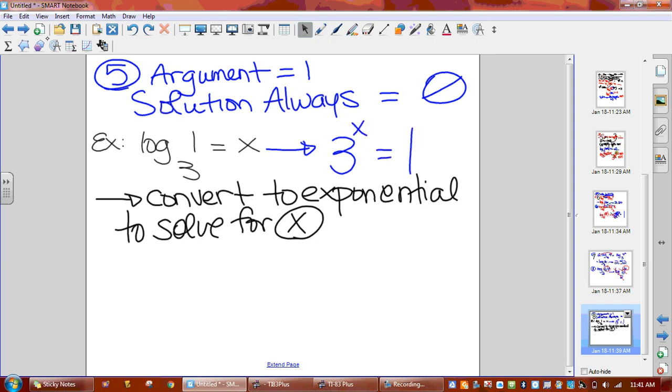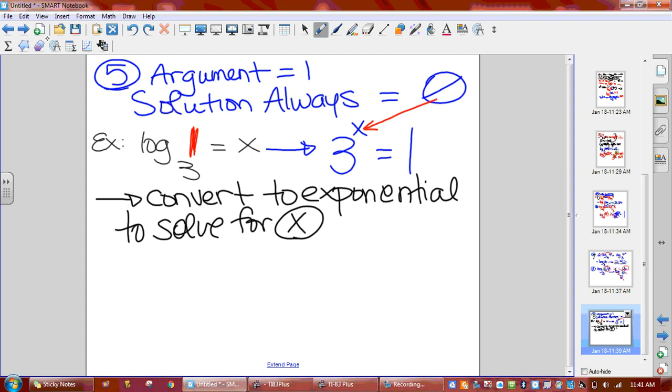The only time you're going to have an answer of 1 is if you have exponent 0. So if the x is a 0, you will always have an answer of 1. Anything exponent 0 gives you 1. So whenever your argument in a log is a 1, that's very unique, your answer will be 0. Okay, your answer will be 0.